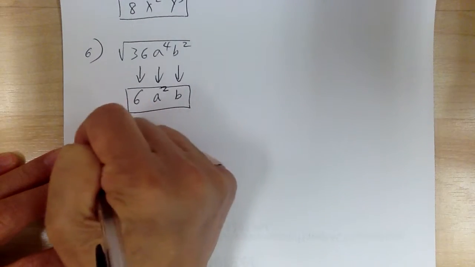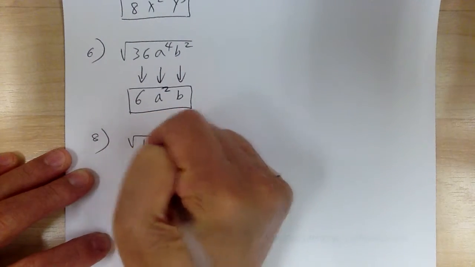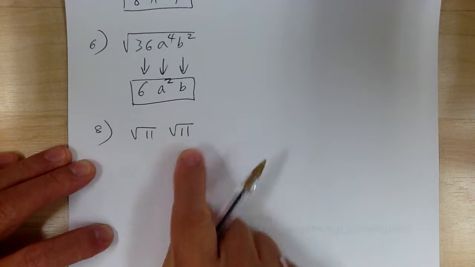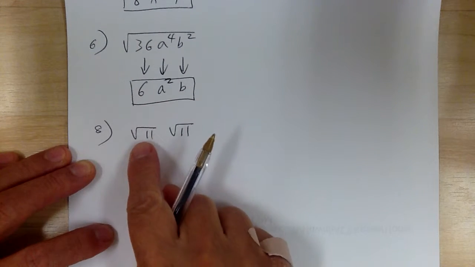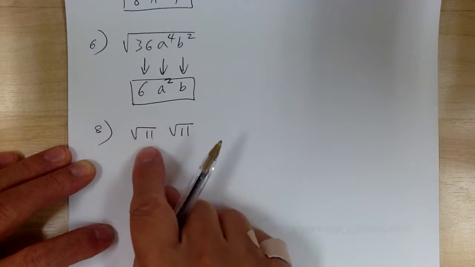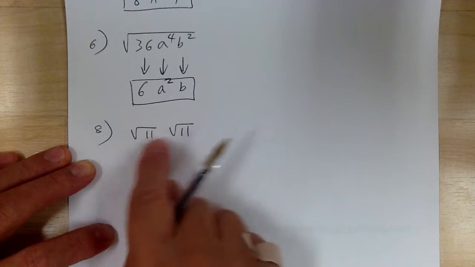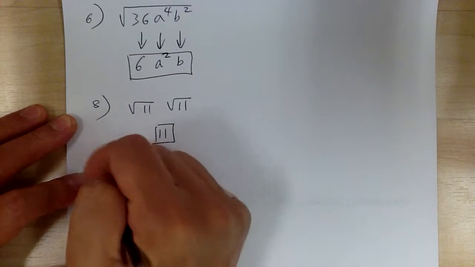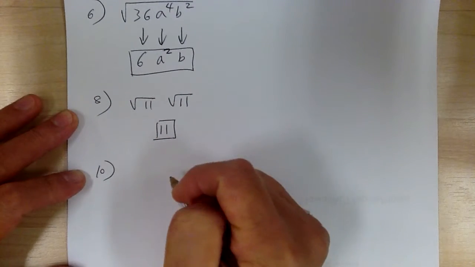Okay, let's go to 8. You have the square root of 11 times the square root of 11. Now these are radicands. Square root means you need 2 of the same radicand to make one integer. So when you have 2 of the same radicand, they make one integer. And that's it.